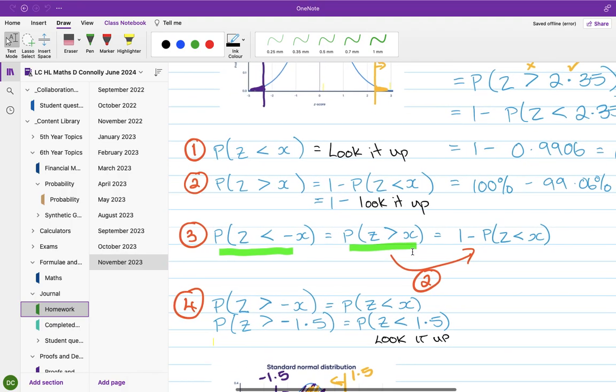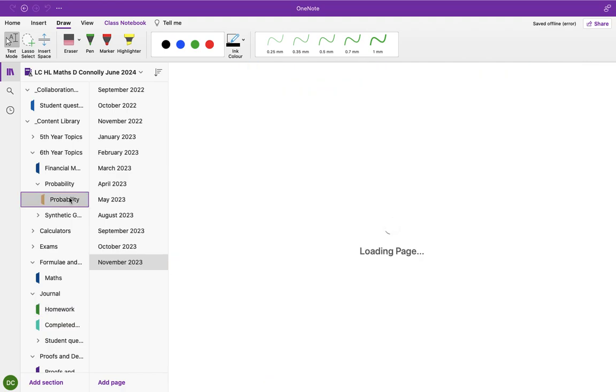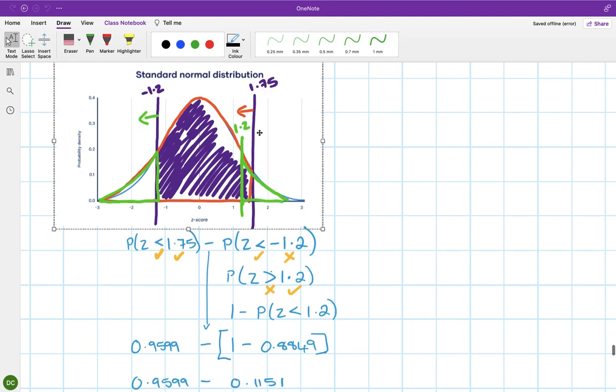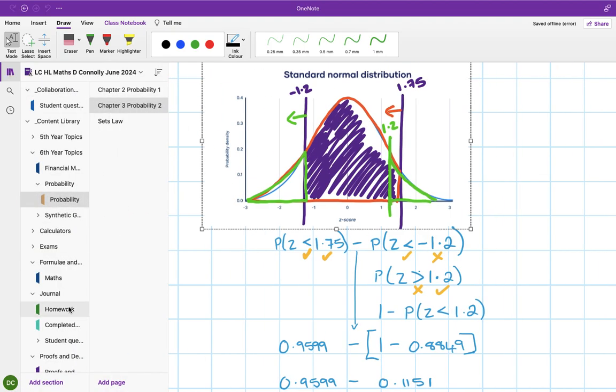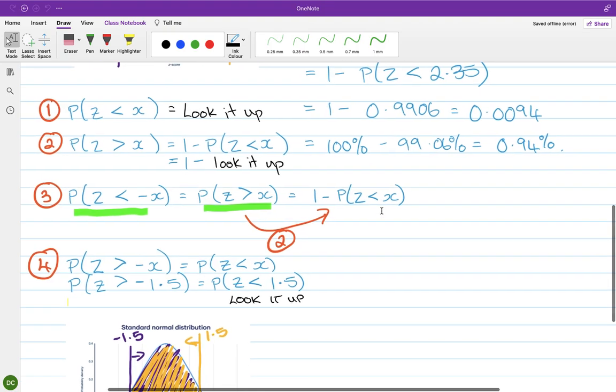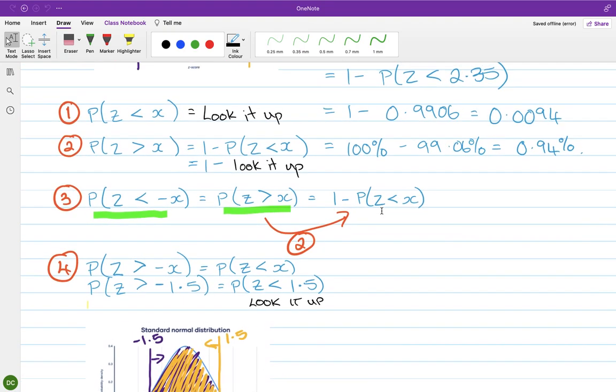So when you do the in-betweens, it's always a subtraction. It's the one on the right minus the one on the left, always. And then you treat the individual probabilities based on the stuff in the homework section, which I actually might just snip in here so we have it. Oh, it's not going to snip very nicely. Yeah, it's fine. You know where it is.